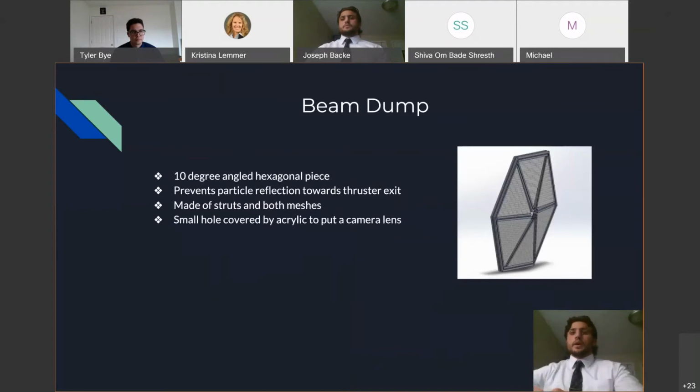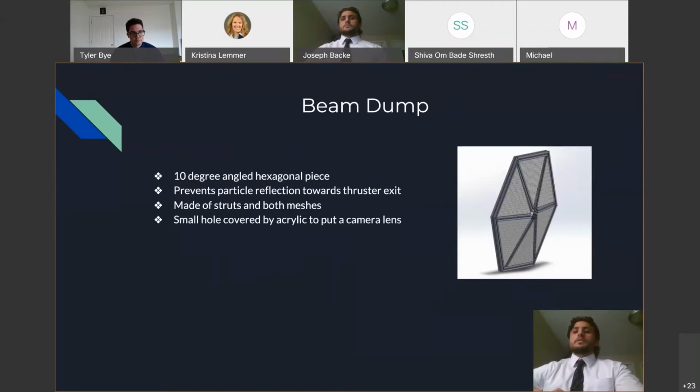On the opposite side of the back wall is the beam dump. The beam dump is where the thruster plume of escaping ionized xenon particles and free electrons are moving to. The angled hexagonal shape is to prevent particles from refracting off the wall and going back in the direction of the thruster exit. The angle of the beam dump is approximately 10 degrees into the apparatus.